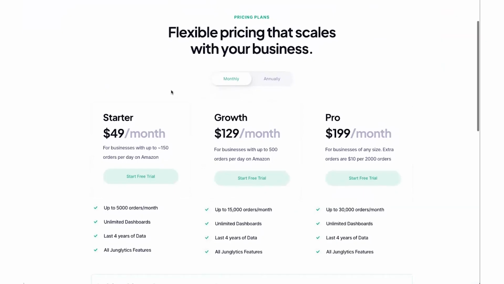All right. So let's look at the pricing of your tool to understand what it depends on. This is our pricing page. Our pricing is based on the size of your business. For anyone who does under 150 orders per day on Amazon, the price is $49, and then it goes up from there.